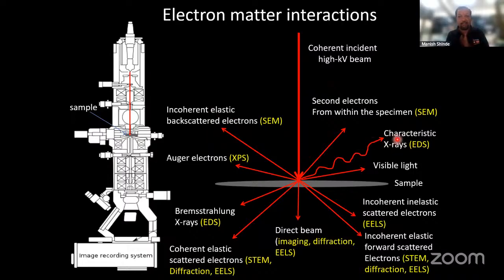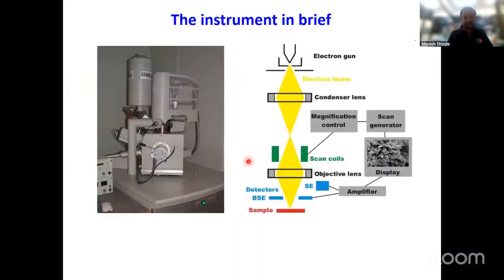So these are the three main signals that are generated when an electron beam falls on the sample and is getting reflected. There are other signals also, like Auger electrons and visible light, but they are not useful for imaging. So they are not captured. Detectors don't capture them.